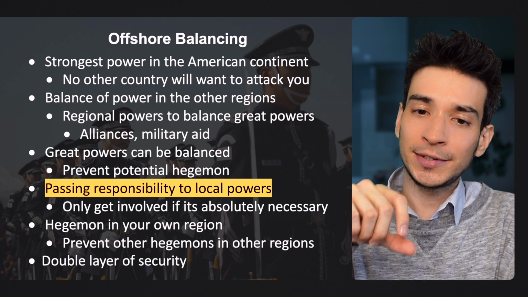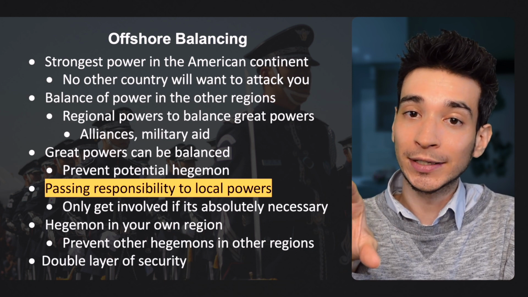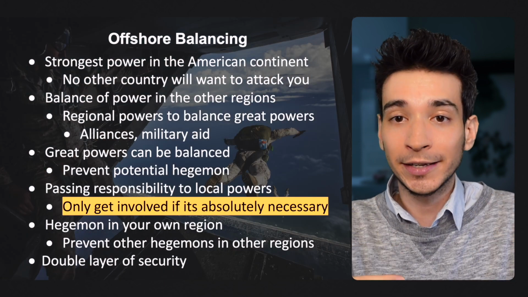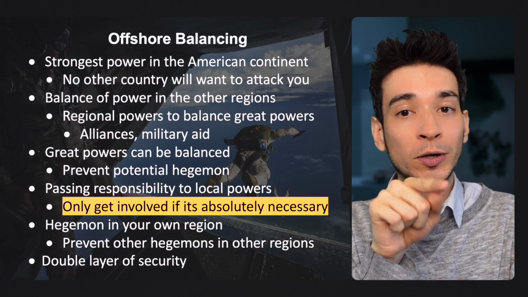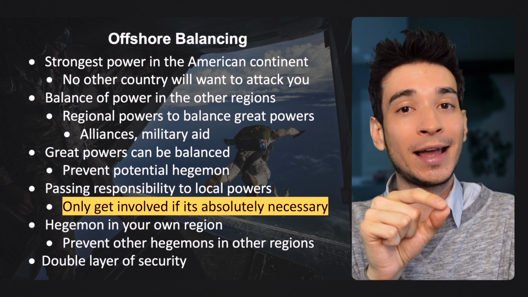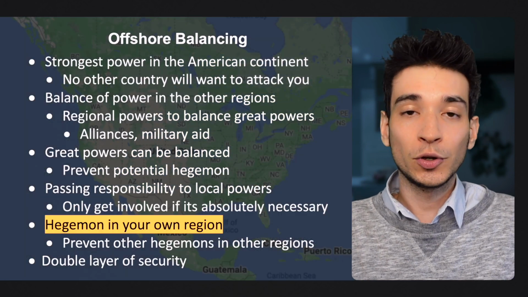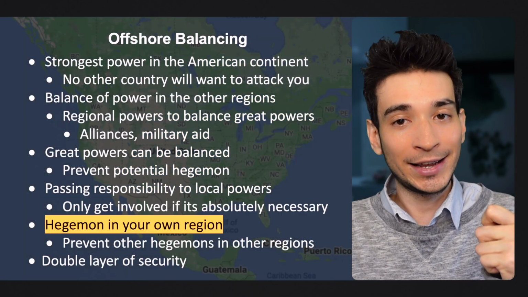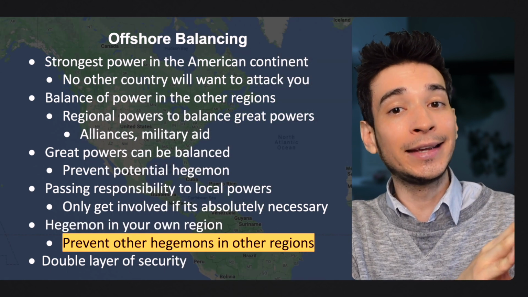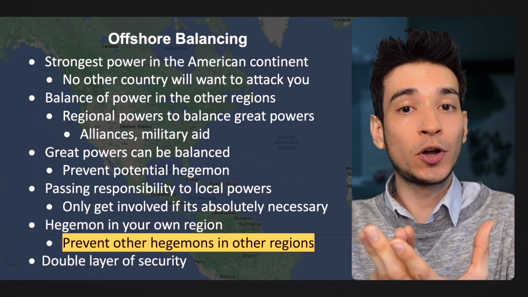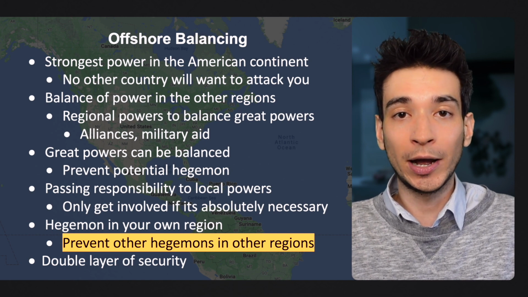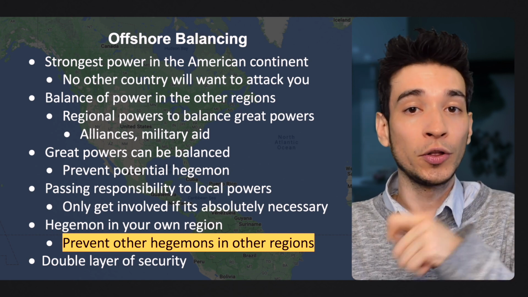So basically, it's passing the responsibility to get involved militarily to the other local powers first, and the US only gets involved with its own military if that balance of power will break, and also when it is likely that the other great power will become a hegemon and will dominate that whole geographical region. So basically, the goal is to become the regional hegemon, so the US becomes the hegemon in its own region, the American continent, and it tries to prevent other countries to become hegemons in the other parts of the world that matter. It does this by creating a balance of power between those great powers and the other regional powers.